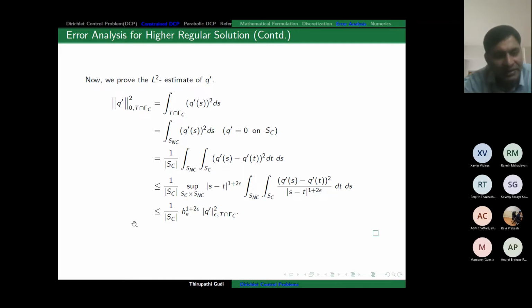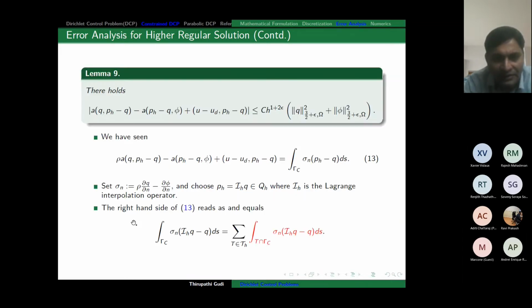So this estimate, and other estimates also, L1 estimates, can be done in a similar way. Now the idea is that the error coming from the nonlinear part can be shown to be optimal like this. By integration by parts, this is nothing but sigma n times this quantity. Now if you take p_h to be the Lagrange interpolation, the right hand side we can split over all the edges. Instead of all gamma c, you can write it as a sum over all the edges inside this gamma c.